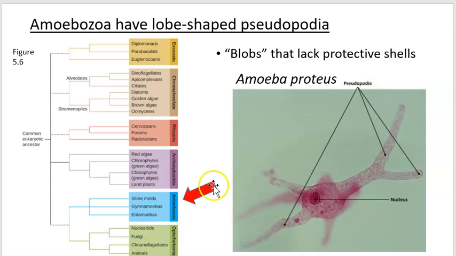When you look at the Amoebozoa group, this is what we're used to thinking about when we think about amoeba. They're blobs that are crawling around, sending out their pseudopods, and this is Amoeba proteus, and the name comes from the Greek god Proteus who could change his shape. These blobs are different from the Rhizaria we saw before because they don't have those protective shells. These are free moving blobs.